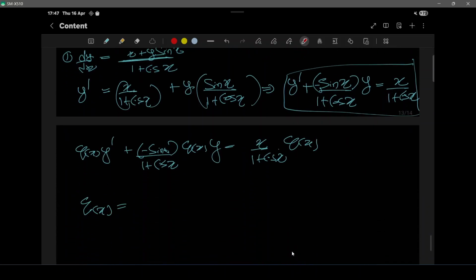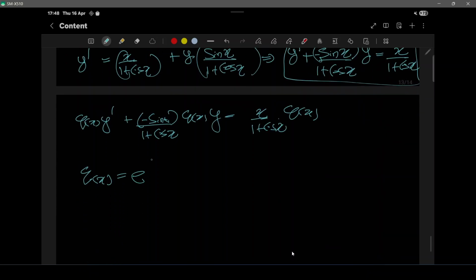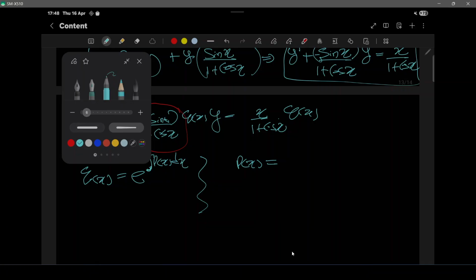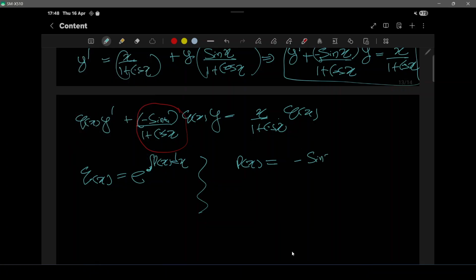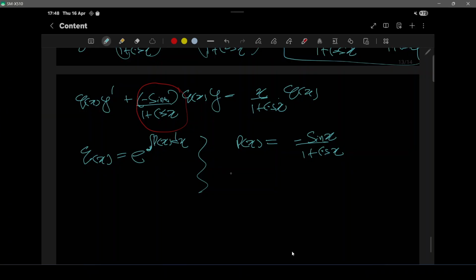Okay, so our integration factor is e to the power integration of px. What is px? It is the integration of px dx. Now what px is, if you look at the equation, px is this term over here. So px is equal to minus sine x over 1 plus cosine x. So we have to integrate px dx, so it is the integration of minus sine x over 1 plus cos x dx.